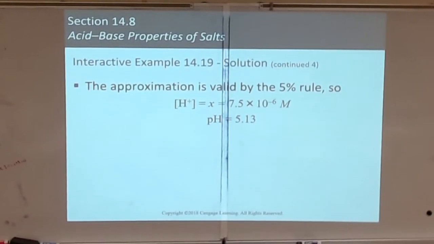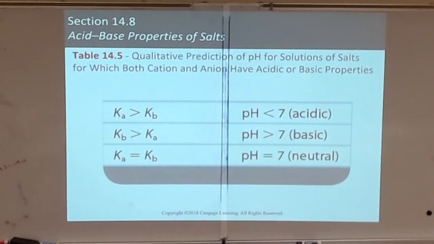All right. Here are some quickie rules that will help you in your life. This is for solutions of salts when both the cation and the anion have acidic or basic properties. If the Ka is greater than the Kb, then the pH is less than 7. This is in the tables in your book. If the Kb is greater than Ka, the pH is greater than 7. It's basic. And if they're equal to each other, as you might imagine, that's going to be neutral.